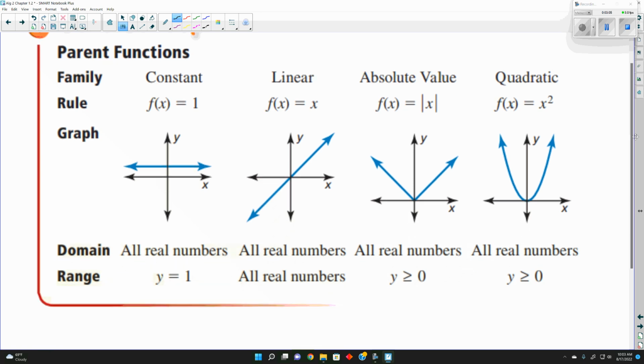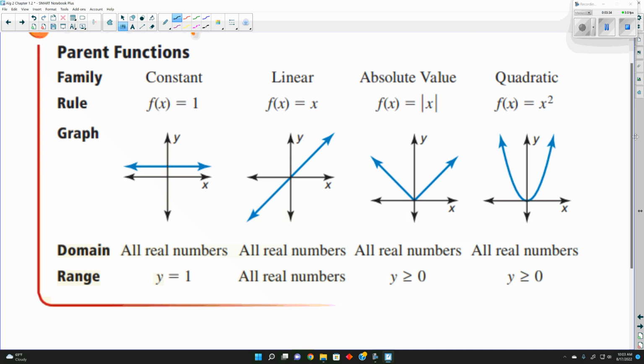So what we're talking about today is parent functions and their transformations. These here are 4 parent functions. There are others that we could have, but these are the 4 main ones that we're going to look at here. The first one is a constant function. So the general rule f of x equals 1. This is the main parent function. It's a line. Just a flat line, doesn't increase, doesn't decrease. It's a constant function. It stays constant across the graph.